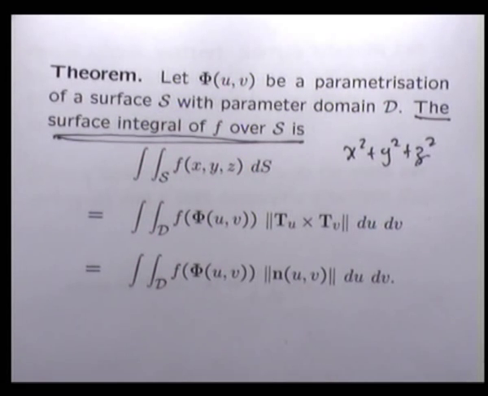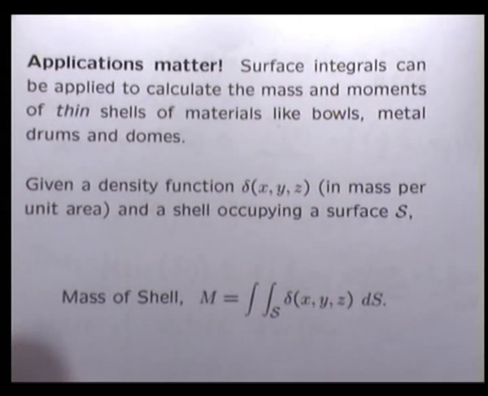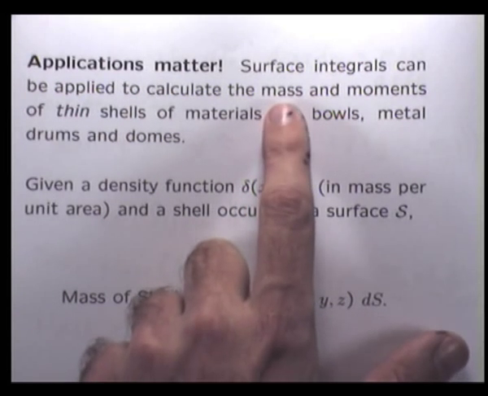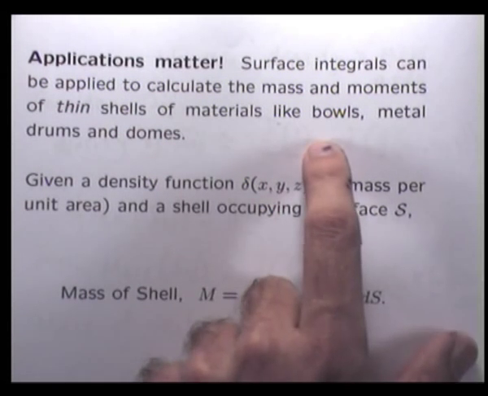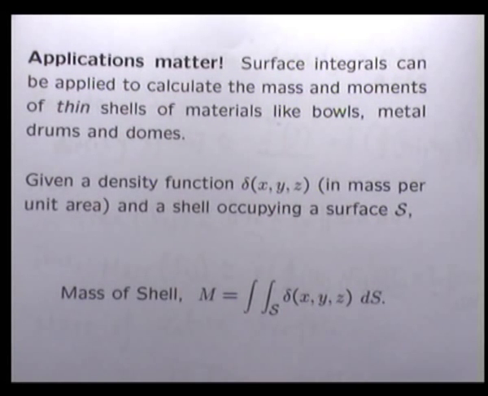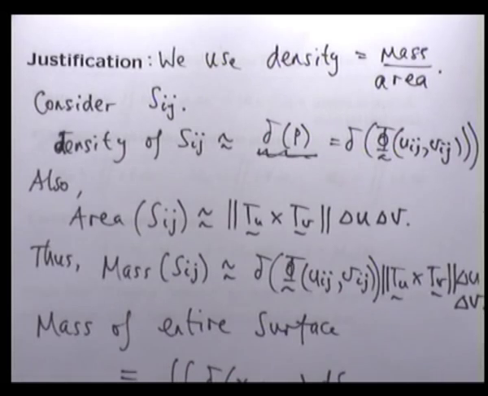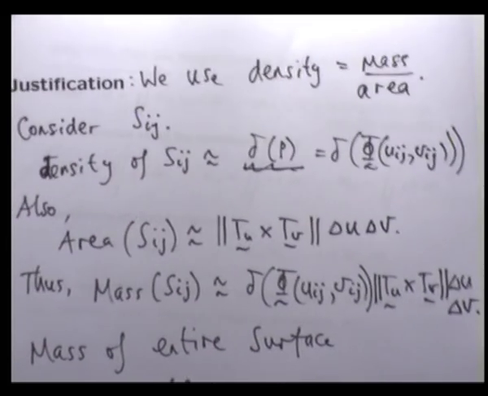All right, so in fact, in a previous lecture, you asked me, what is this good for? And I was delighted that you asked. One application of these surface integrals is calculating the mass and moments of thin shells, like bowls, metal drums, and domes. In particular, if we have a given density function, then we can always calculate the mass of, for example, a shell. I justified that, so I'm not going to look at that today.